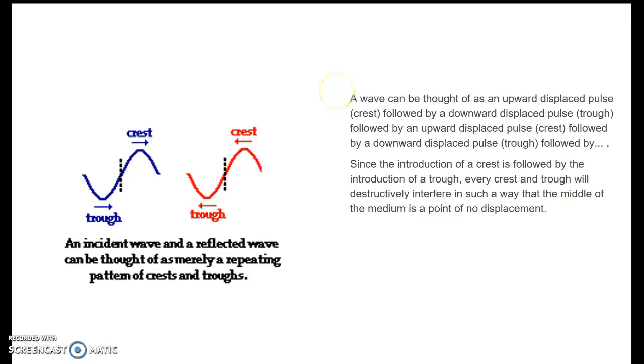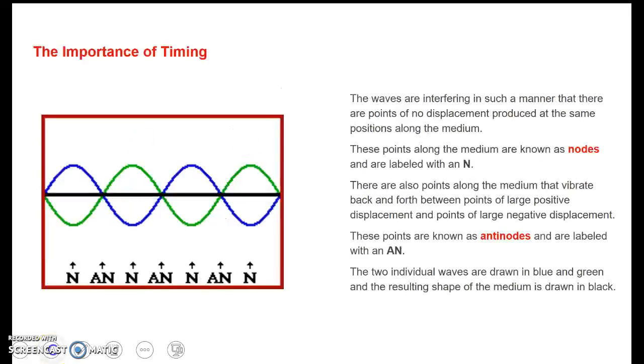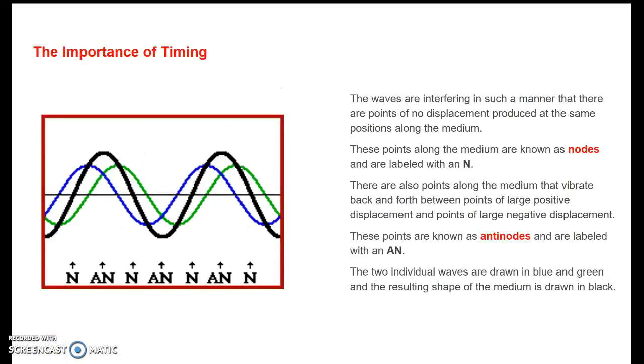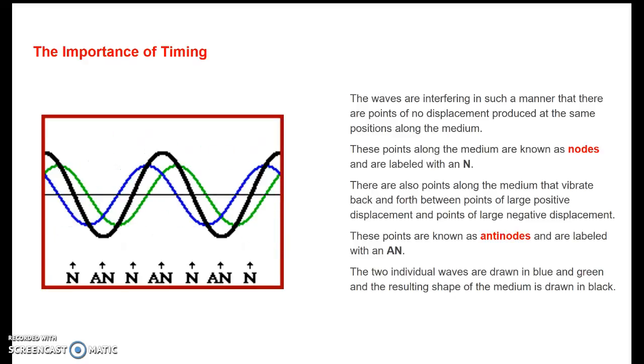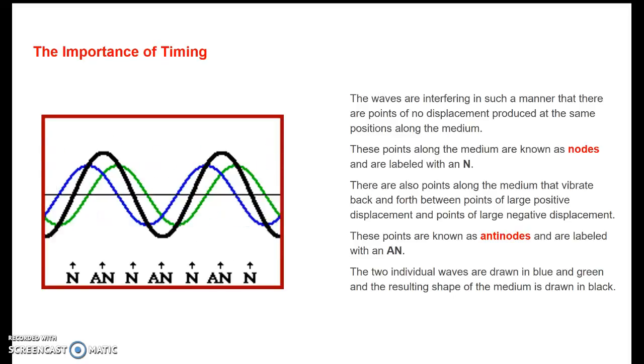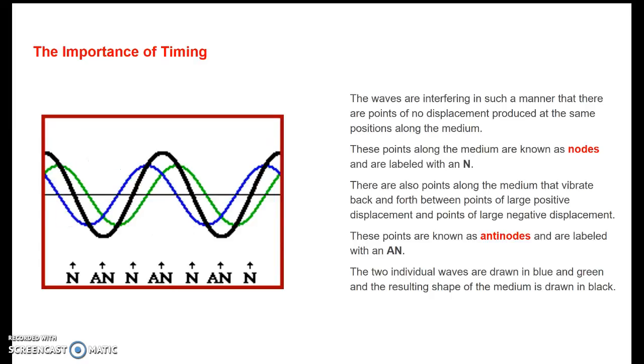Now, an incident wave and a reflected wave can be thought of as merely a repeating pattern of crests and troughs, right? One's heading this way, one's heading this way. And since we have the crest and the trough, if they meet at a point where they make it look like one wave, then that's what a standing wave will be. So the importance of timing, and you can see here with this animation where the blue and the green meet, where they look like they're standing still, right there, right there, right there. The black line is the wave that's formed from the interference.